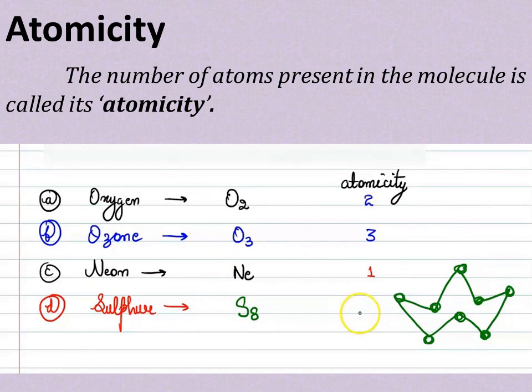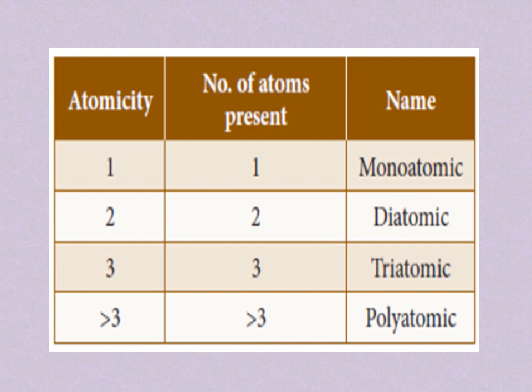Let us look at this table, classification of molecules. According to the number of atoms present, the molecules are classified as monoatomic, diatomic, triatomic and polyatomic. If the number of atoms present is 1, it is monoatomic. If there are 2 atoms, then it is diatomic. If there are 3 atoms, it is triatomic, and if it is greater than 3, 4 and above, it is polyatomic.